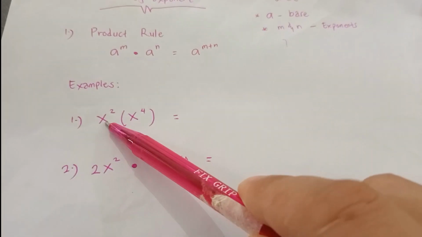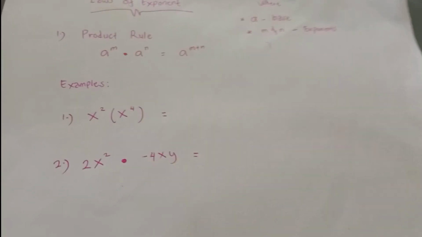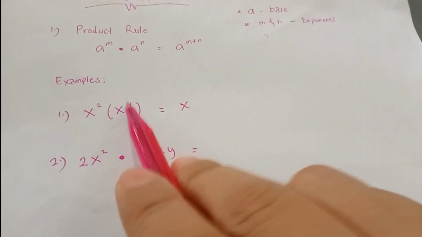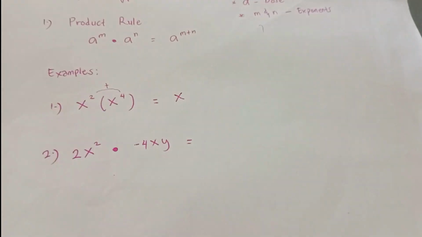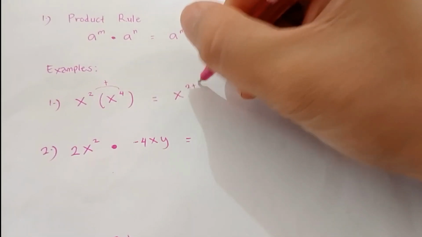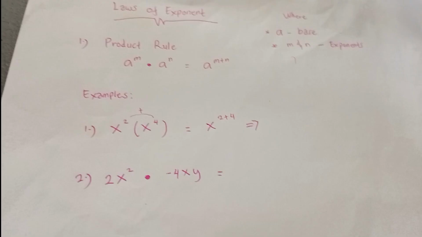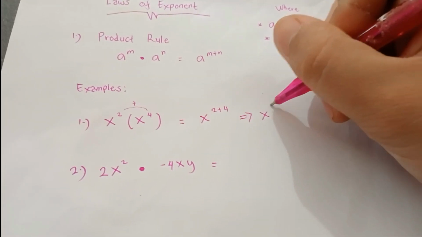Okay, now first example, x squared times x fourth. So all you have to do is copy the variable x, then add the exponents, 2 plus 4, right? Then let us simplify. Write x, then 2 plus 4 equals 6. So that's our final answer.